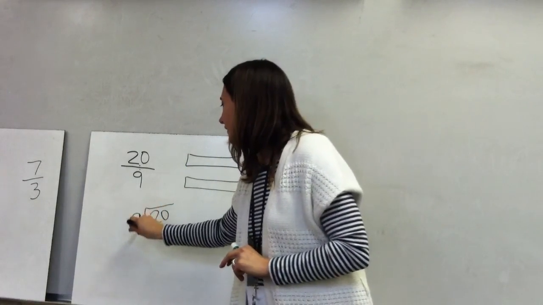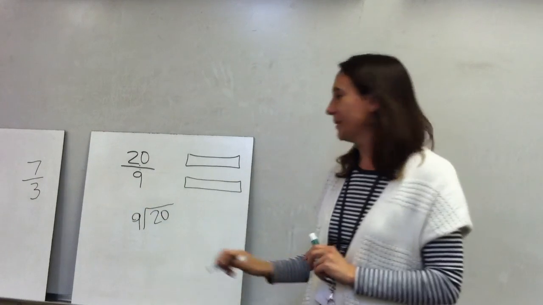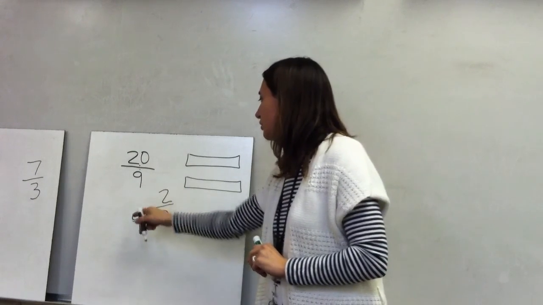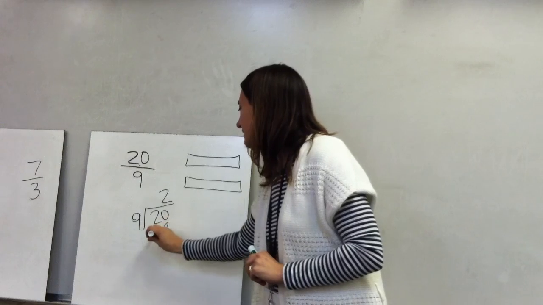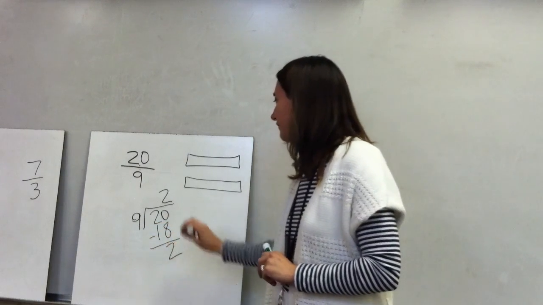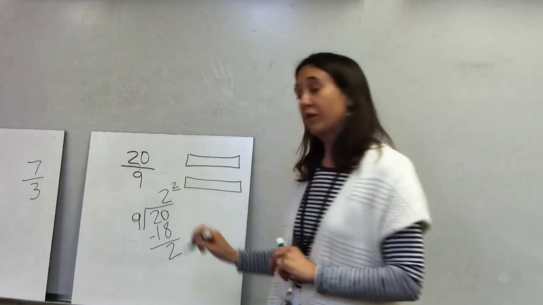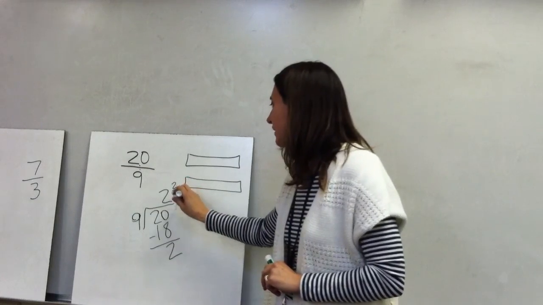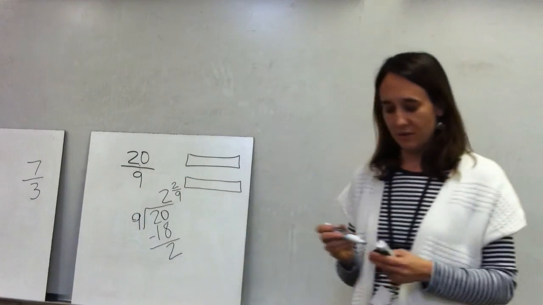Then we put the 9 here. 9 goes into 20 how many times? 2. 2 times 9 is 18. And we have 2 left over. That becomes our numerator, and we still keep the denominator the same, which is 9.